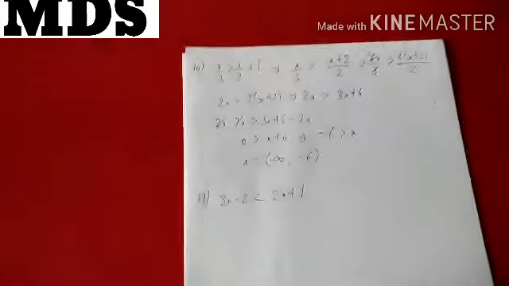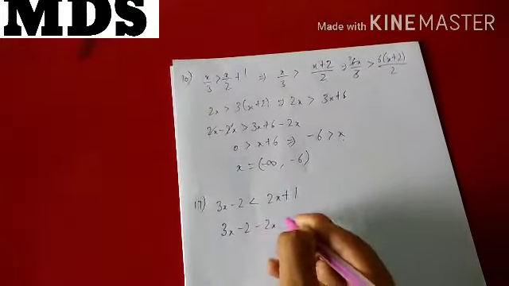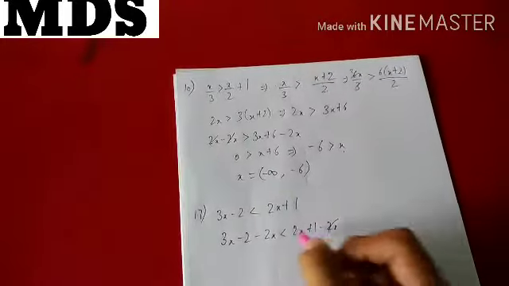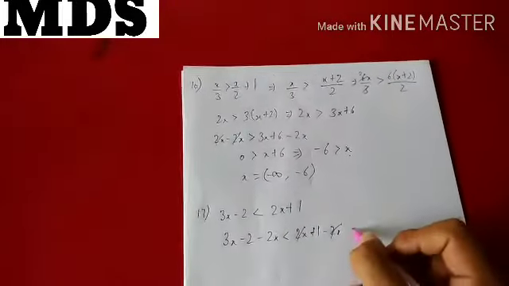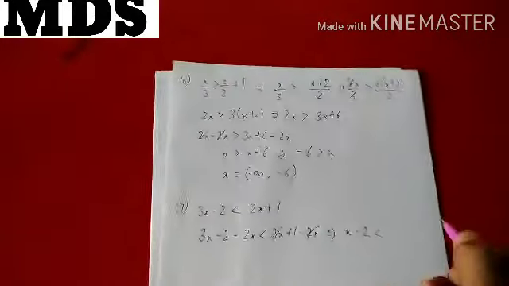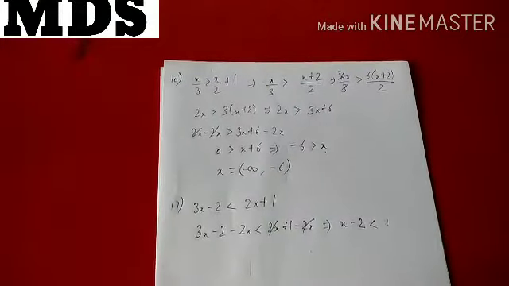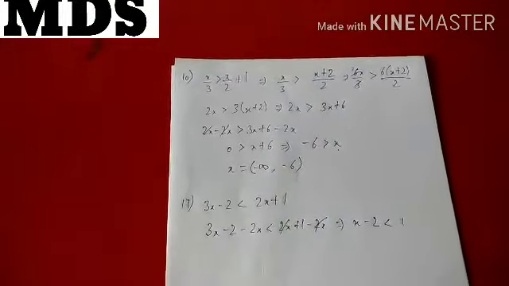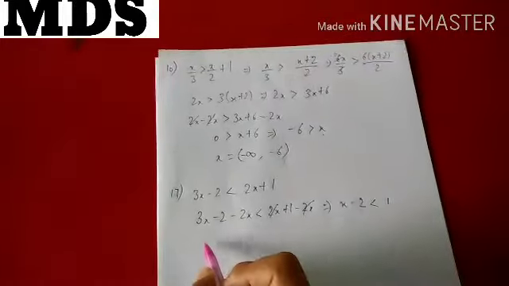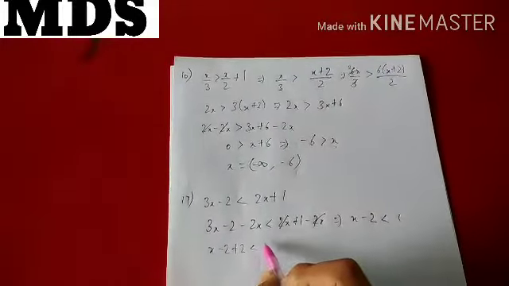First of all we can subtract 2x from both sides. So 3x minus 2 minus 2x will be less than 2x plus 1 minus 2x. So 2x will cancel, and we will get x minus 2 less than 1. Now we can add 2 to both sides. Why? Because we need the value of x, and after that x will remain alone on one side. So that means x minus 2 plus 2 less than 1 plus 2.